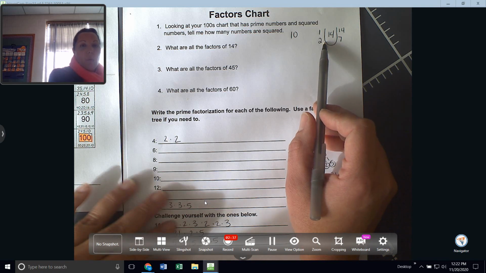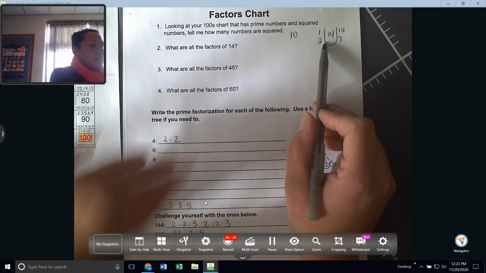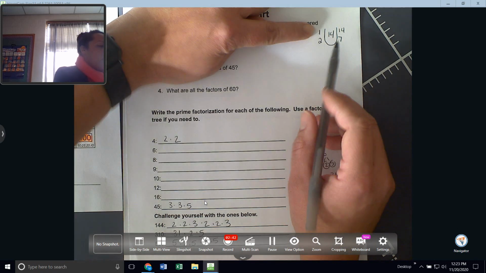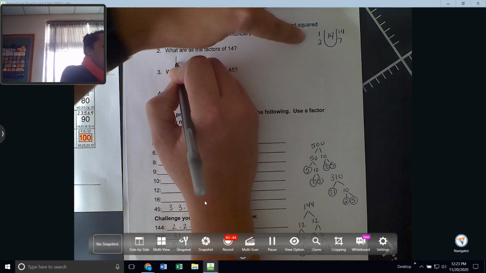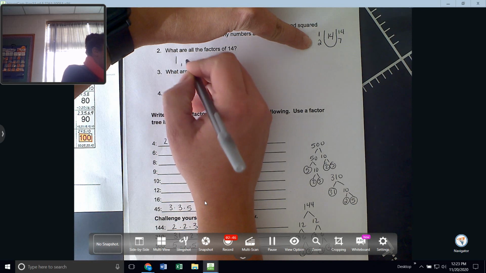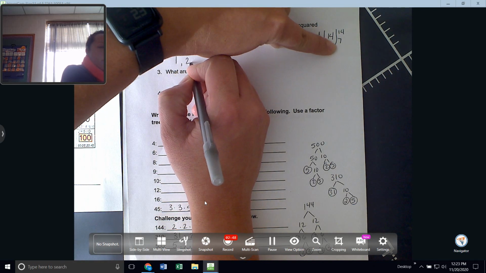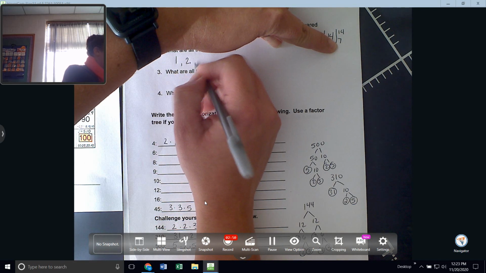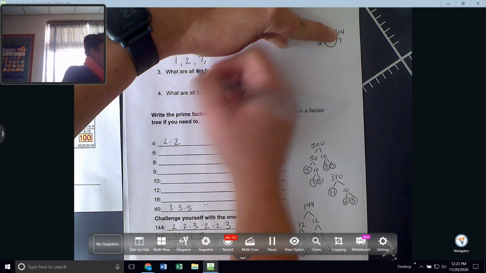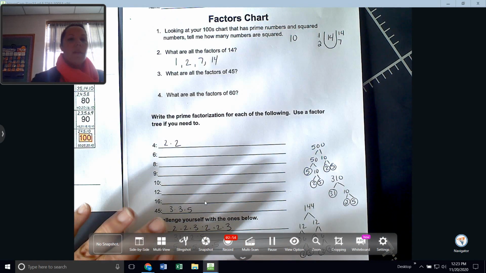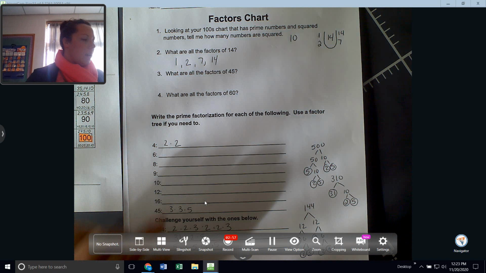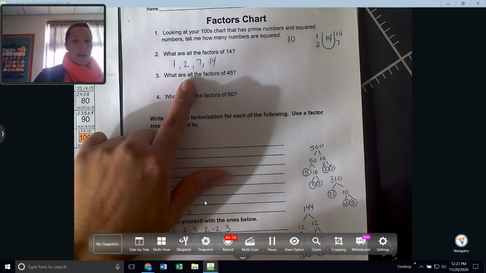Okay, so what are the factors of 14? I just start listing them, starting with the top. 1, then 2, then I go around the curve and I get to 7, and then I come up and I get to 14. Those are the factors in order. So we're going to do that for 45.